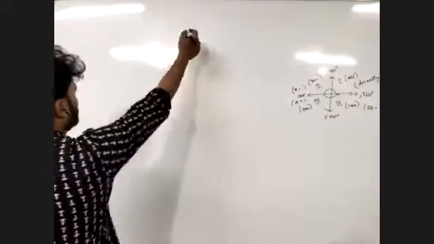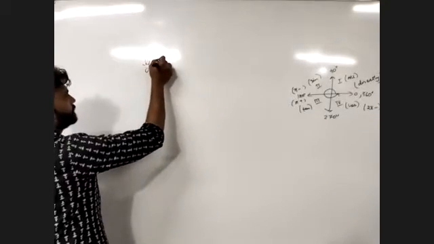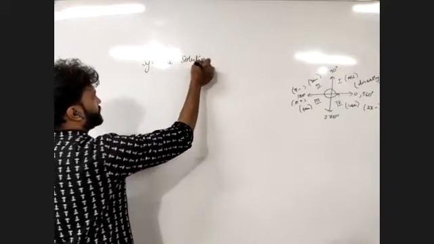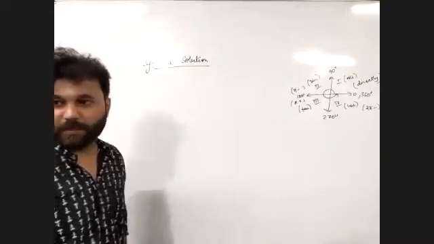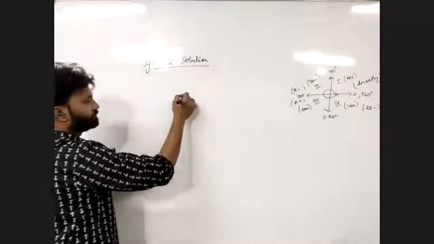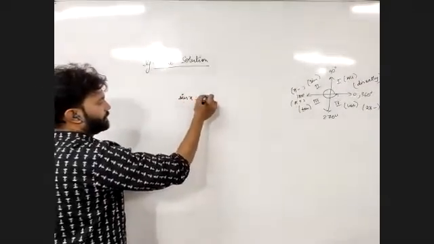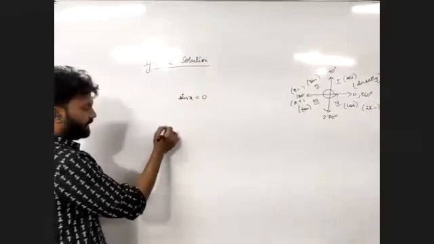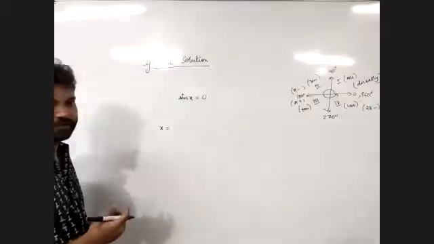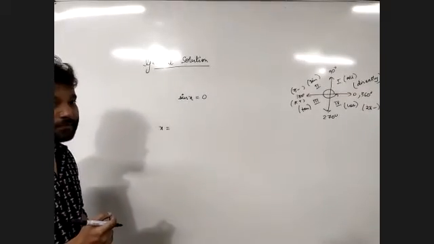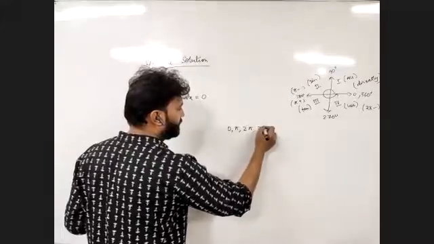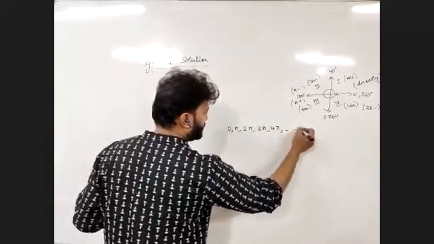Now look. The next type of solution is, यहाँ में efforts लगाना पड़ेगा. General solution. First of all, let's try to understand the meaning of general solution. Sin x is equal to 0. What are the various values of x that will satisfy this equation? 0, pi, 2 pi, 3 pi, 4 pi, and so on.